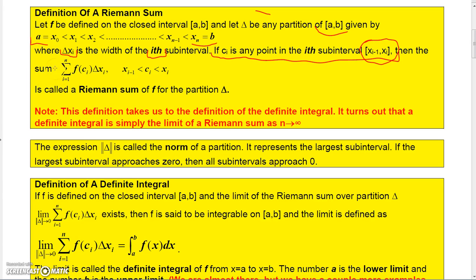Okay, then this sum, and I just gave you an example of this, actually is a Riemann sum. The way you state it is, it's called a Riemann sum of the function f for the partition delta. And this definition takes us to the definition of the definite integral. It turns out that a definite integral is simply the limit of a Riemann sum as n goes to infinity.